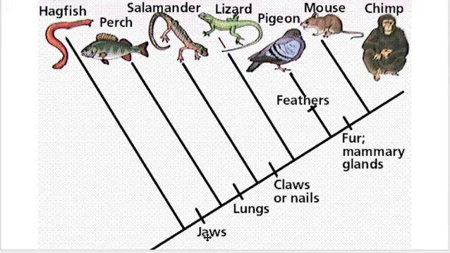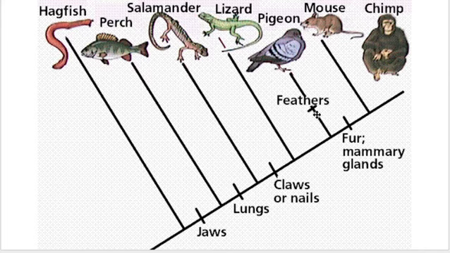But when you start giving them different properties or different traits, so here they say everything below this tick mark. When I say below, I mean this direction. Everything in this direction of the tick mark has jaws. So a perch has jaws, a salamander has jaws, lizard, pigeon, mouse, chimp. They all have jaws. The hagfish does not have jaws. The next divide here is lungs. Salamanders, lizards, pigeons, mice, and chimps all have lungs. Perch and hagfish don't. Claws or nails, salamanders don't have that. Lizards, pigeons, mice, chimps do.